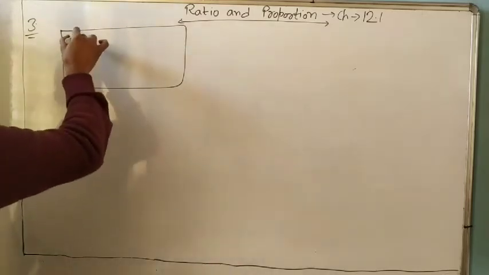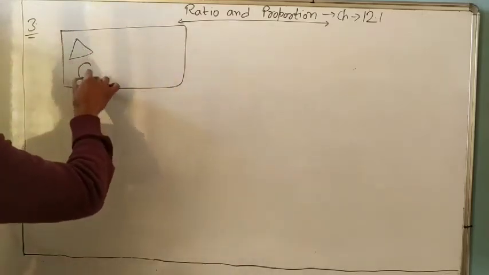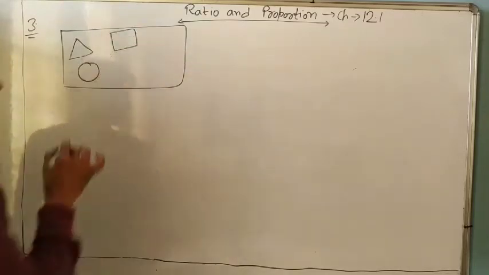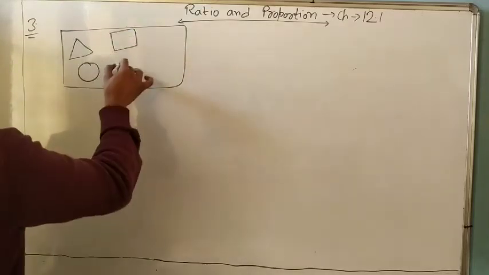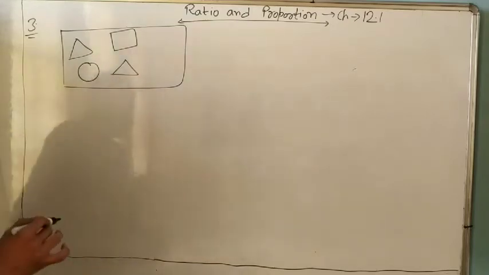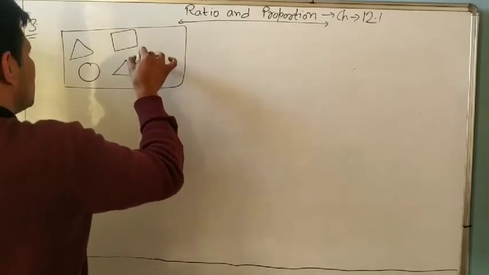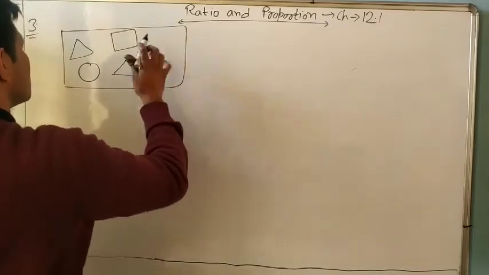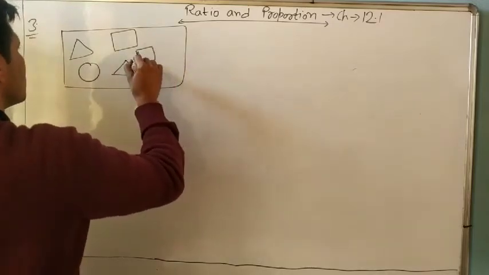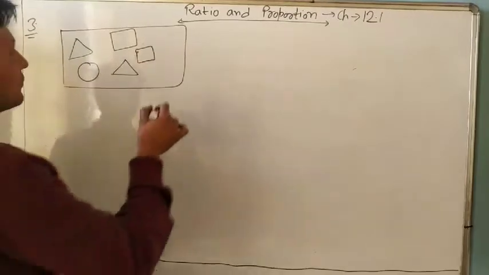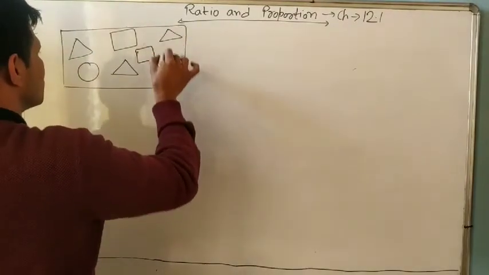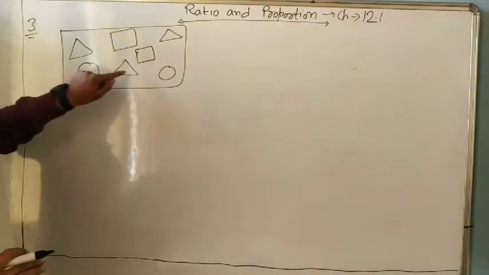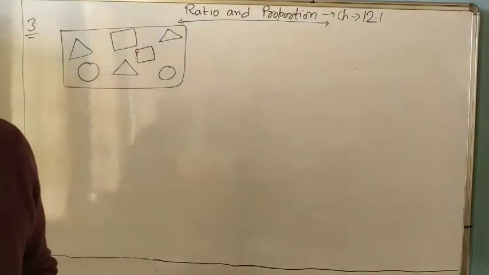Figure is... So now, these are the 7 figures. 1, 2, 3, 4, 5, 6, 7 figures are given.